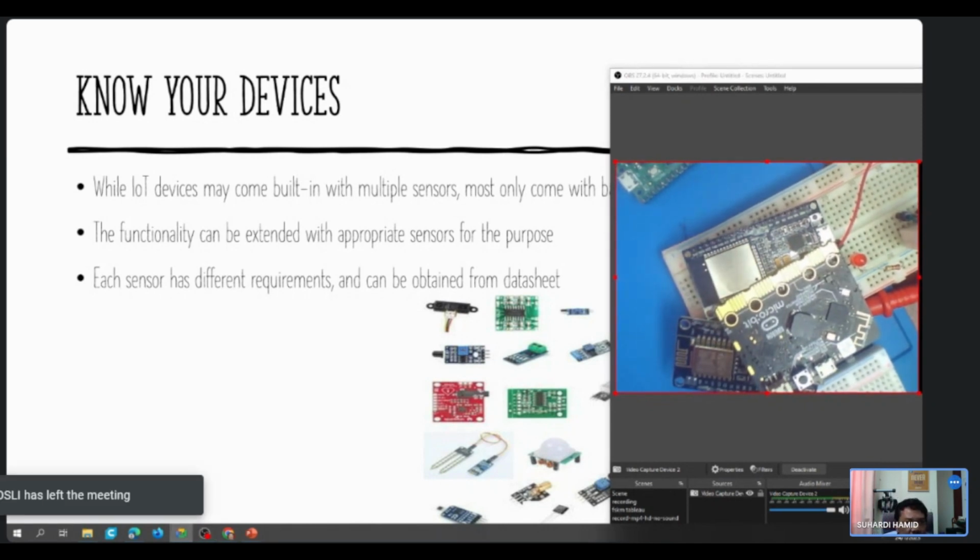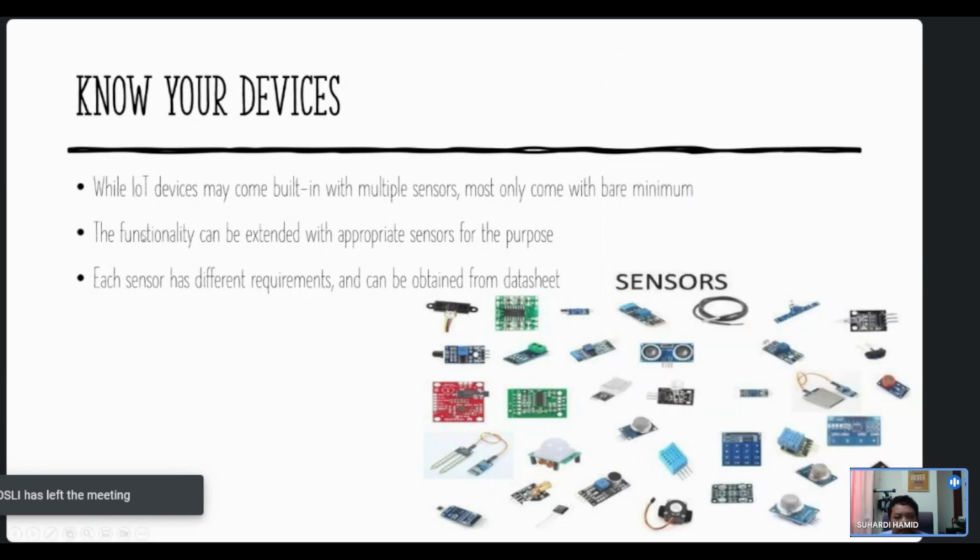So these sensors can perform specific tasks as well. The functionality of the IoT devices can be extended with appropriate sensors for the purpose. If you want to sense perhaps the temperature, you will need to use the temperature sensor. Each sensor has different requirements and can be obtained from the data sheet.